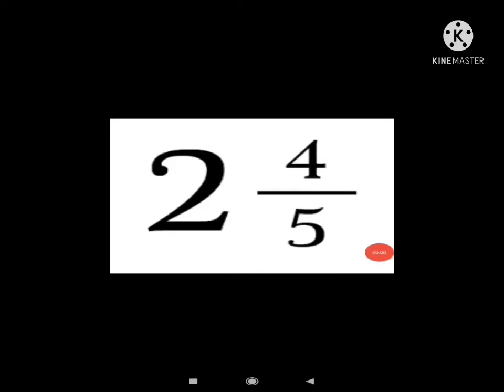Now let us move on to the next concept. See the number displayed on the screen. What can you see? A whole number beside which a fraction, that is a proper fraction, is present. So what is this called? Yes, exactly. This is the third type of fraction that we have to see. This is called a mixed fraction.